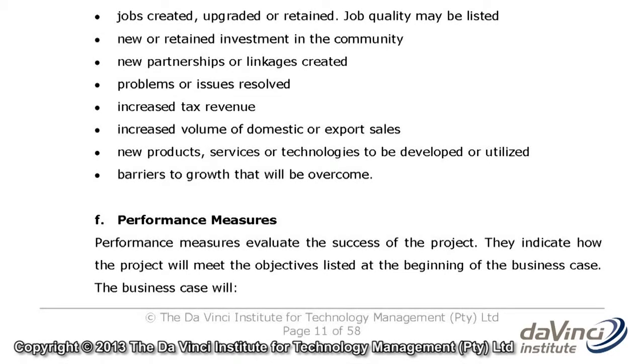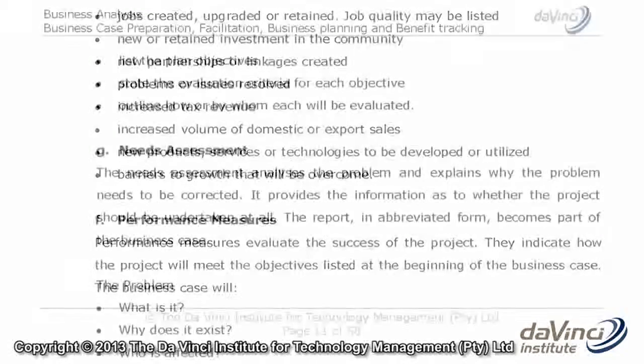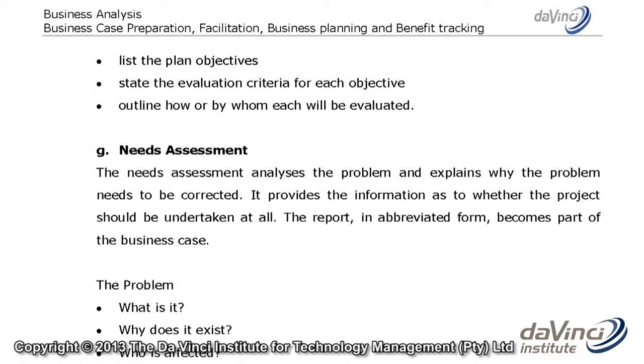Performance measures evaluate the success of the project. They indicate how the project will meet the objectives listed at the beginning of the business case. The business case will: 1, list the plan objectives; 2, state the evaluation criteria for each objective; 3, outline how or by whom each will be evaluated. Very important. So you're trying to eliminate bias there. It's not just me evaluating. Brandon's going to evaluate, Bank is going to evaluate, and Pierre's going to evaluate. So you're trying to get a realistic evaluation of this particular proposal.